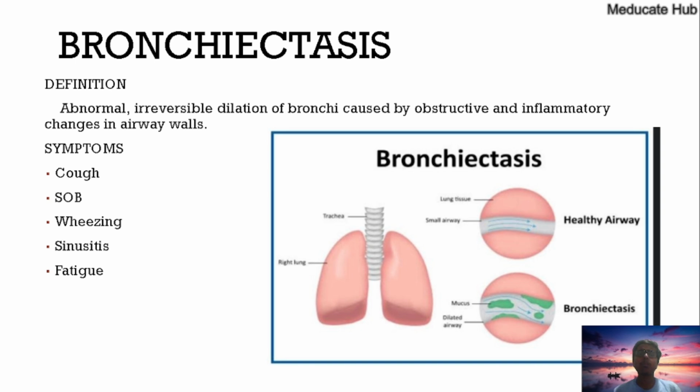Next, bronchiectasis. What is bronchiectasis? It's an abnormal, irreversible dilation of the bronchi caused by obstructive and inflammatory changes in the airway walls. If you see here, this is a healthy airway. In bronchiectasis, there will be mucus and a dilated airway, you can see here. Now we will go to the symptoms: cough, SOB, wheezing, sinusitis, and fatigue.